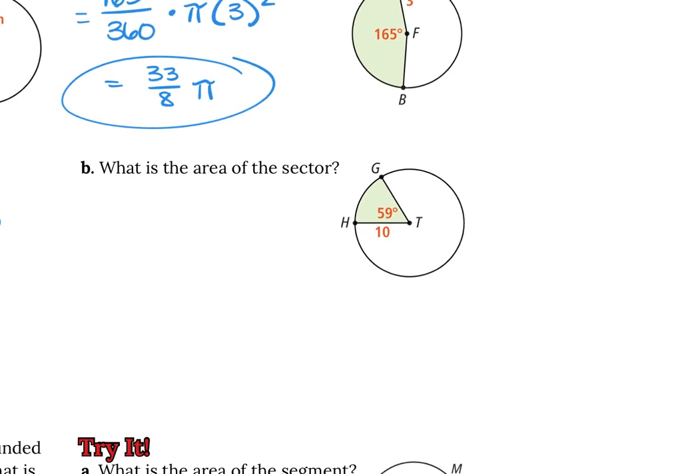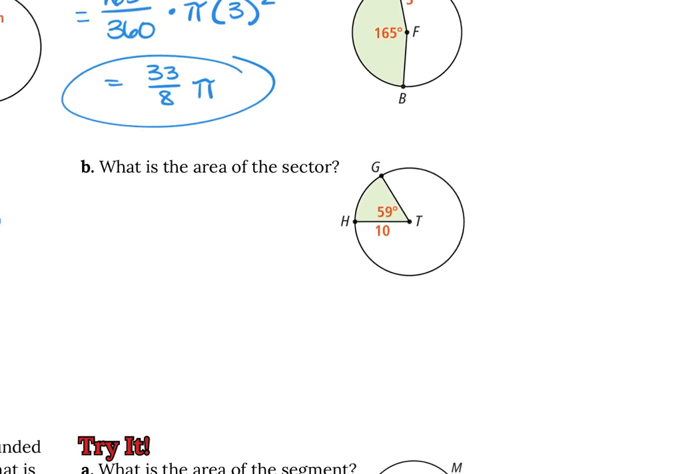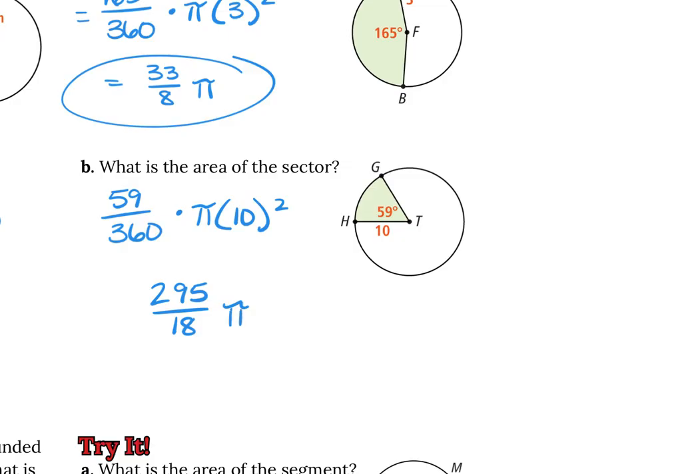Okay, B, we want to find the area of this sector. So again, we're going to take our degrees, so 59 over the 360, multiply it by pi r squared, which is 10 squared. And once I calculate, I would get 295/18 pi.